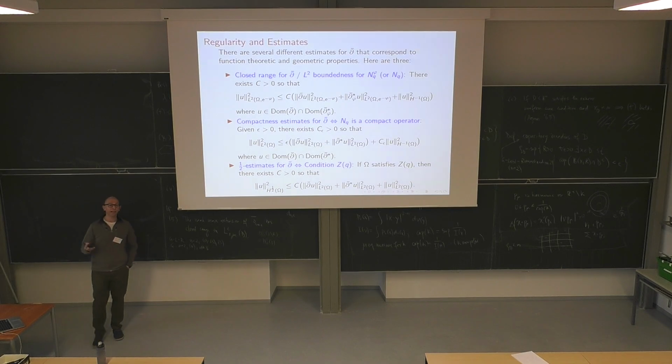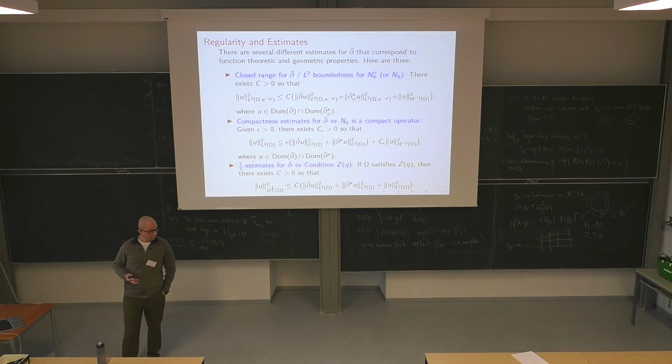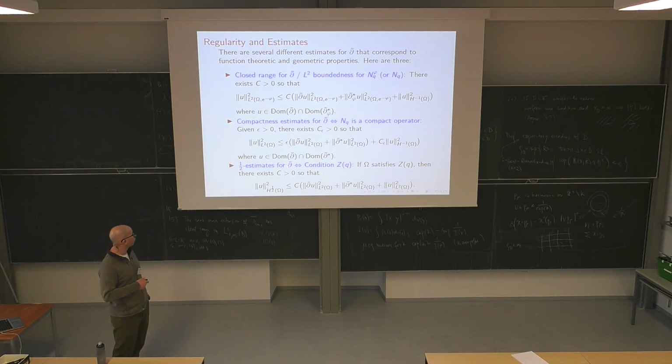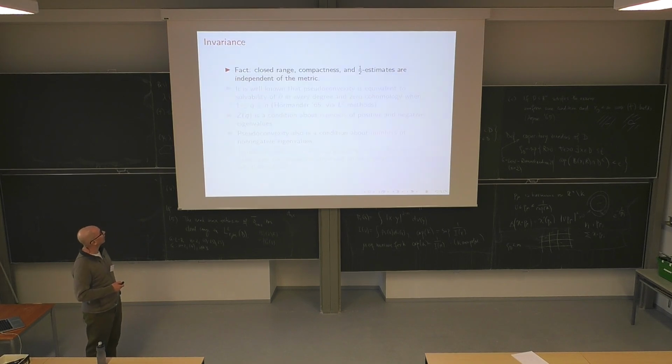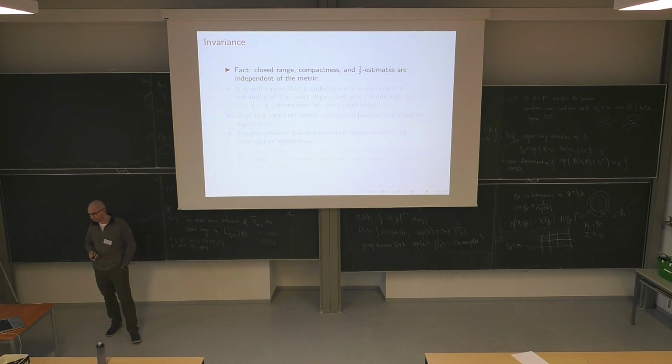And the best we can ever do in the D-bar problem is 1/2 estimates. And 1/2 estimates hold for D-bar if and only if condition ZQ holds. Okay? So I would imagine most people in the room are very familiar with all of these kinds of estimates. And what I want to point out is closed range, compactness, 1/2 estimates, they're all independent of the metric. Okay?